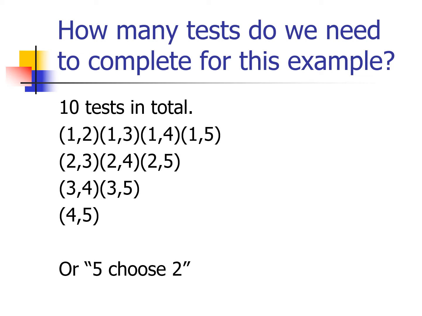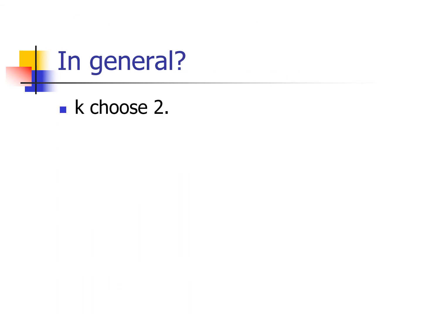We have 5 groups. How many different ways can you put 5 units into groups of size 2? It could be done in 10 ways. If you haven't taken Stat 505, no big deal. Hopefully you can just see that it's 10 from me listing them all out. More generally, if I have k groups, k treatments, the total number of pairwise comparisons becomes k choose 2.